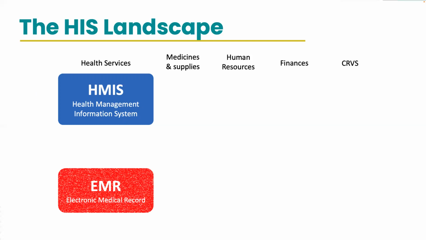A second type of system we want to look at today is an electronic medical record, or EMR. Now here we're at the opposite end of things. Here we're talking about inside the facility, really getting down to the level of patient care. So these are really systems that frontline staff use to manage interactions with individual patients.